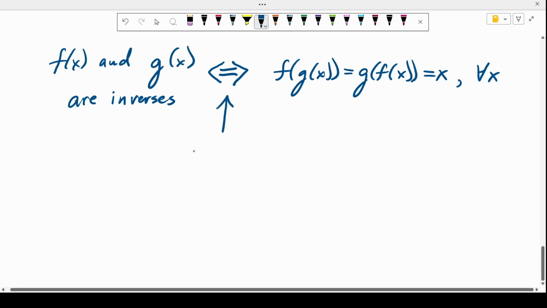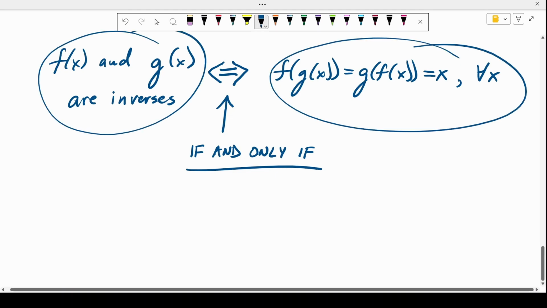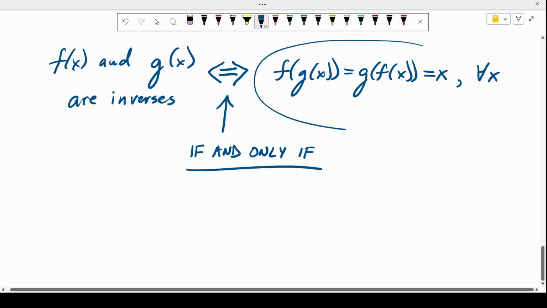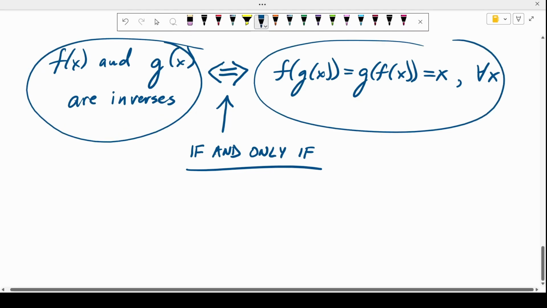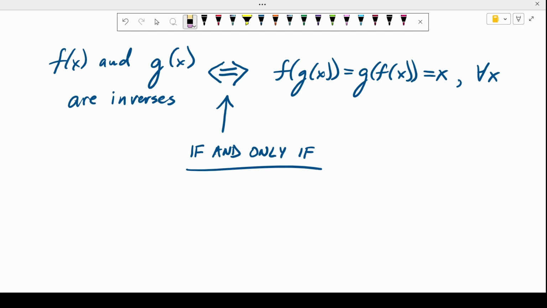This is sometimes called "if and only if." All that means is if you have the first side, then the second side automatically follows. And additionally, if you have the second side, then the first side automatically follows. Okay? It says you go both ways. If you can prove one, then the other one automatically follows, no matter which direction you're going.